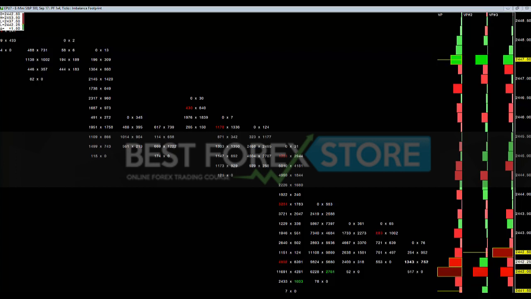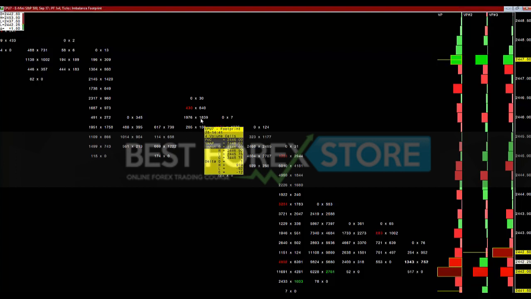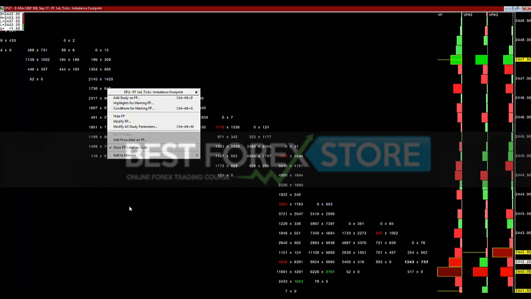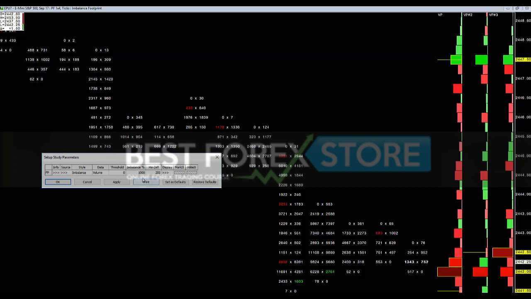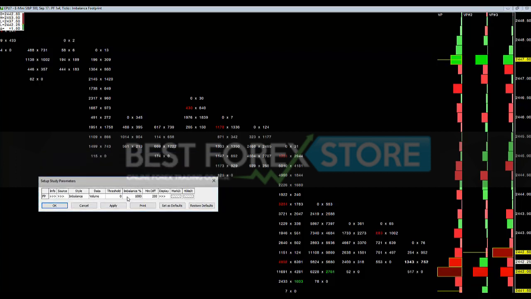If we go into the footprint and right click, you're going to have this window come up. And modify FP means modify footprint. Right now, the reds and greens have an imbalance percentage of 1,000, which simply means the relationship between the best offer and best bid, if the contracts traded is over 1,000, or technically 10 to 1, you'll go red or green. Then, and this is important, a min difference of 200, meaning the total of them has to be over 200.